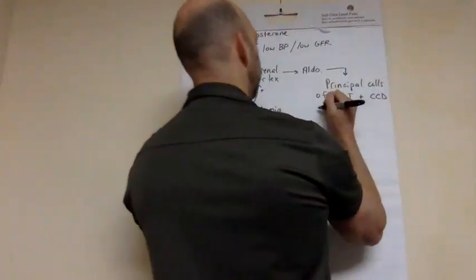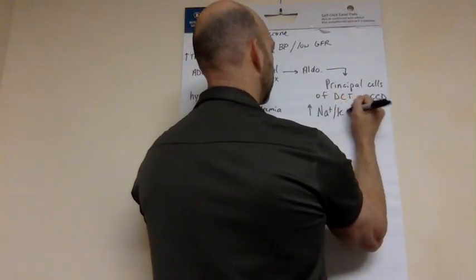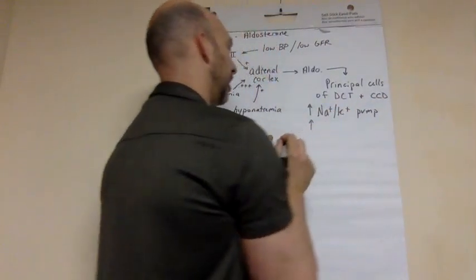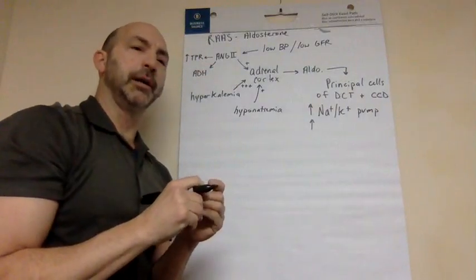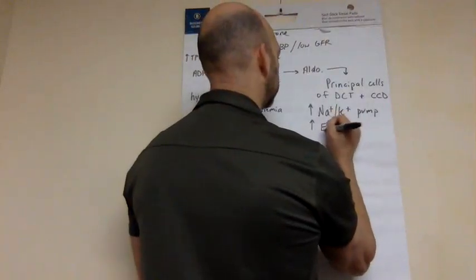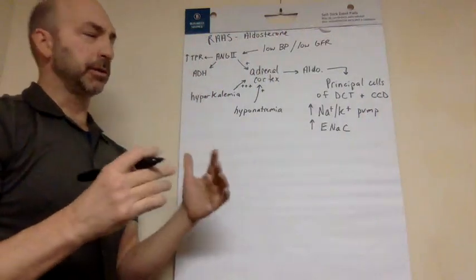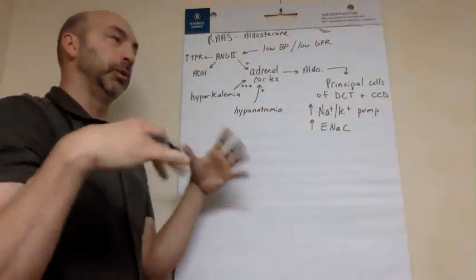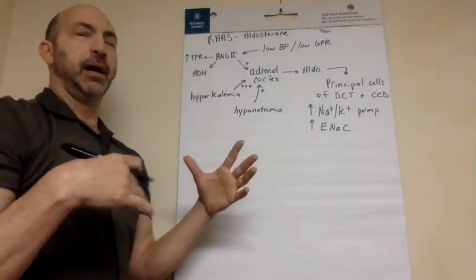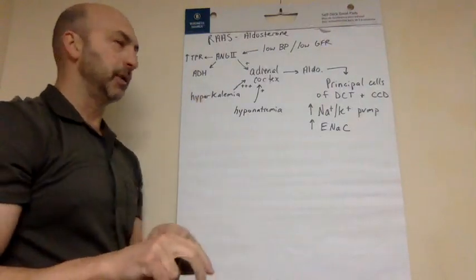And so what we get is an increase in expression of the sodium-potassium pump, as well as an increase in expression of a channel known as the epithelial sodium channel, or ENaC. Now, what I want to do is show you how they fit into the wall of the DCT, or cortical collecting duct, to show you how we can alter transport of the ions and solve the problems that we're talking about over here.